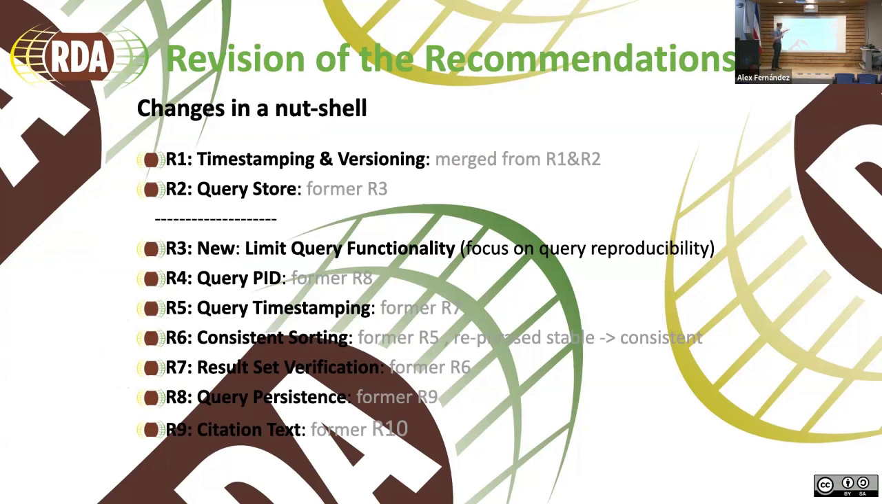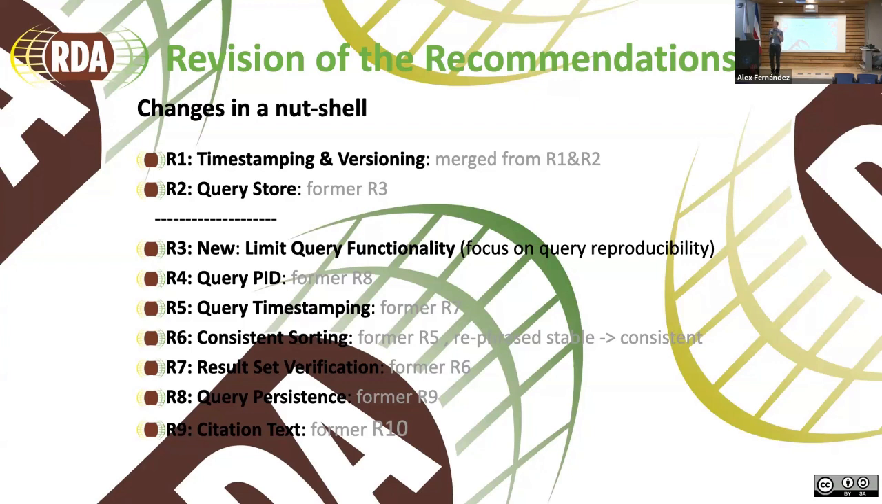And the query store then was the former R3. We have a new recommendation on limiting the query functionality. This was something that we had implicitly in the recommendations, but we wanted to make it explicit, because we wanted to stress that if we want to ensure that a query can be re-executed 5 years from now, 10 years from now, we should only use query constructs that can be guaranteed to be re-executed identically. So select, project, bounding boxes and all pixels that are smaller or equal to the bounding box, that's static. That's something you can guarantee recomputation of.